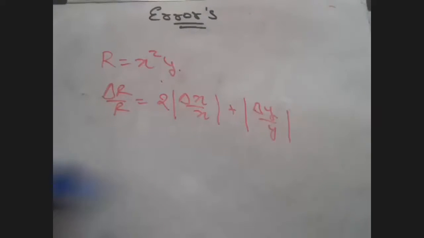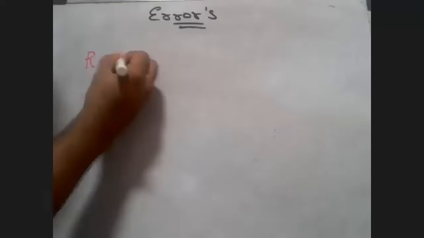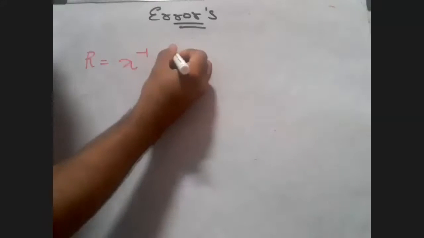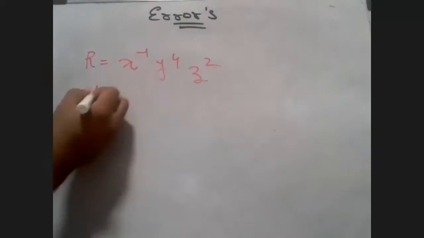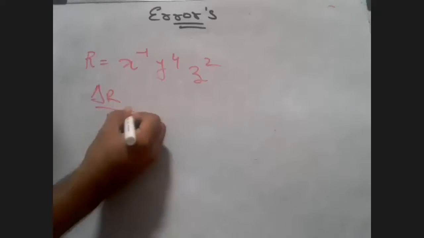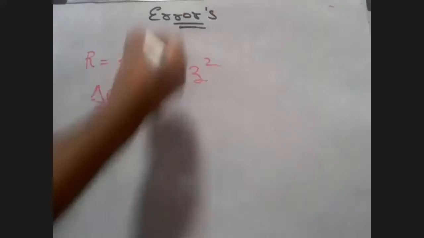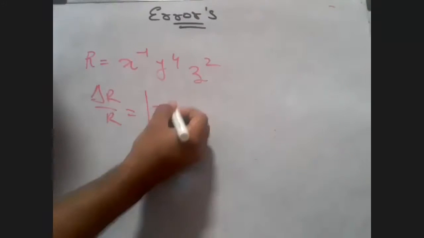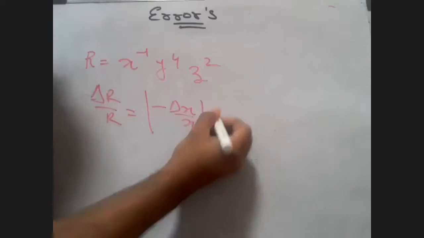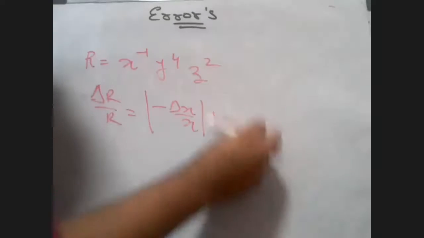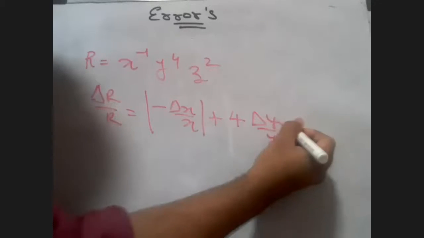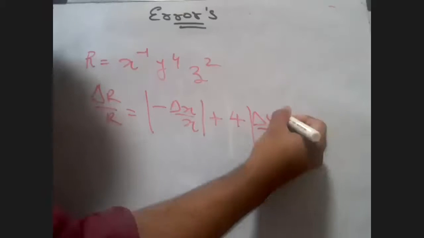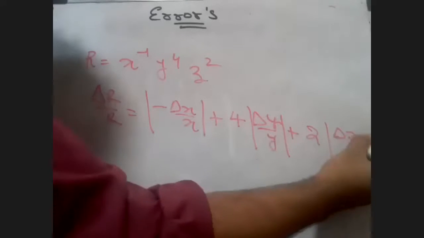Let's look at another example. Let's say that I am taking this example. R is equal to x raised to minus 1, y raised to 4, and z raised to say some 2. So if I'm taking it like that, I can find a fractional error delta r by r equal to, what is this? x raised to minus 1. So I'll take this minus 1 inside the mod function. Delta x by x plus 4 can be written as, 4 can come out here, 4 delta y by y plus 2, this of course don't forget this, 2 delta z by z.